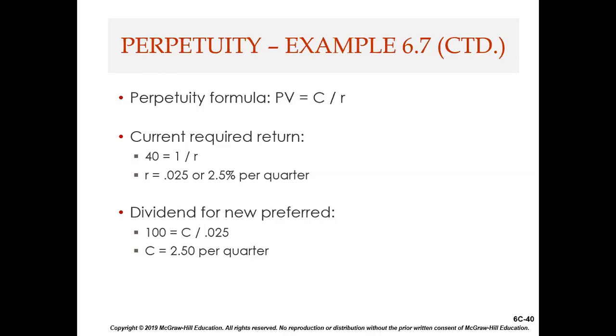So how much would the stock have to pay if they want to sell stock for $100? Well, 100 would be the present value. The dividend amount is what we're trying to figure out. We want to use the same return as the similar stock, 2.5% per quarter. So if we take 100 and do our algebra times 0.025, the stock should pay $2.50 per quarter. If it doesn't, people won't invest in it. So this is one example of where a perpetuity calculation would be used to calculate dividends.